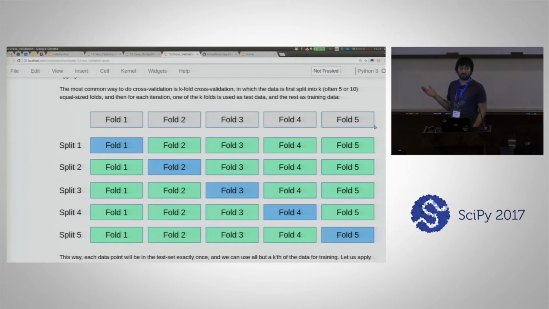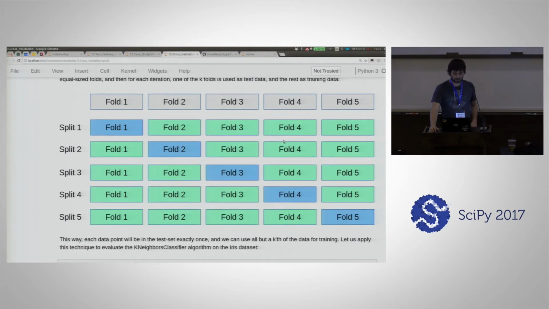Also, the outcome of this normally is not a model. It's 5 scores. So if you want to actually train a model, usually the way to do it is to retrain a model. This only tells you how good a model is. It doesn't really provide you a model.